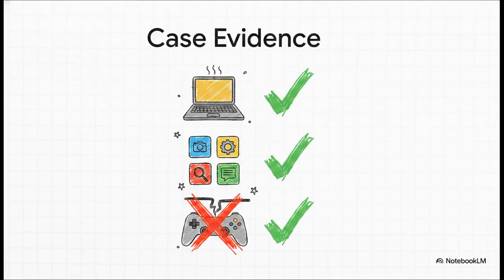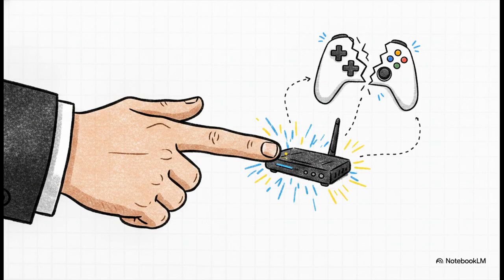So let's apply this to our game crash. What's our evidence? Well, the laptop was physically hot, sure, but the screen and keyboard worked fine. Other apps were running perfectly in the background. But the real smoking gun? The game threw a very specific connection lost error right before it abruptly closed. Based on those clues, here is our claim. A network failure caused the software to crash.